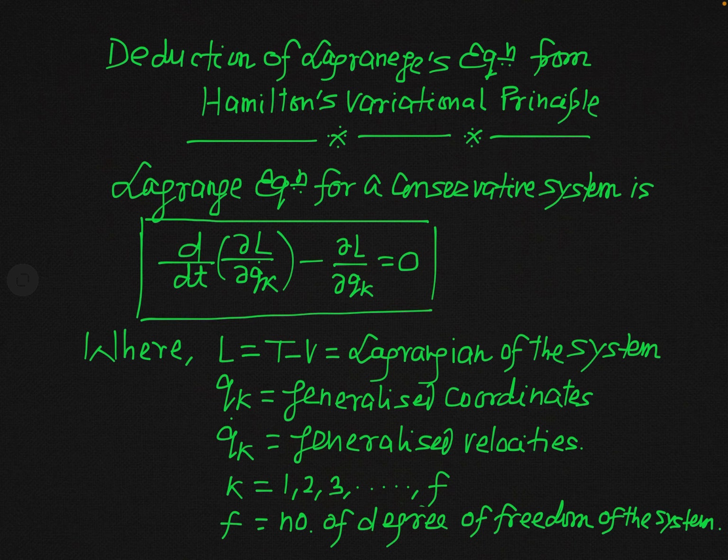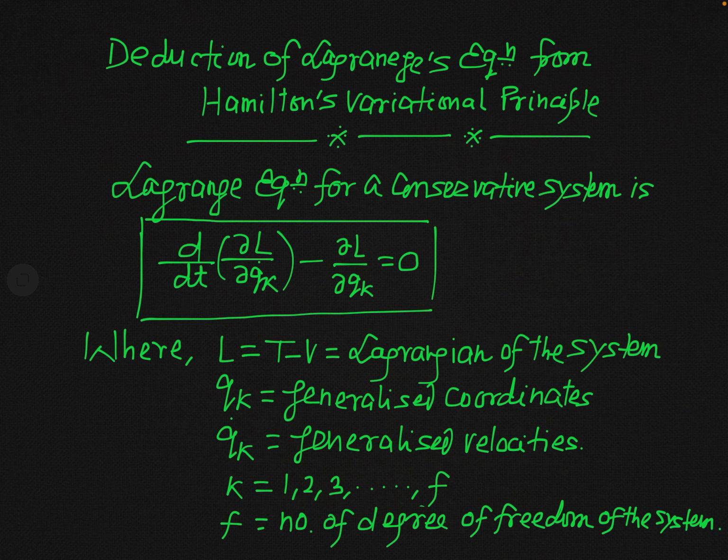You have studied in previous lectures that the Lagrange equation for a conservative system is written in this manner. This is d/dt (∂L/∂q̇k) minus ∂L/∂qk equal to 0. I have mentioned it here. This is actually known as the Lagrange equation for a conservative system.